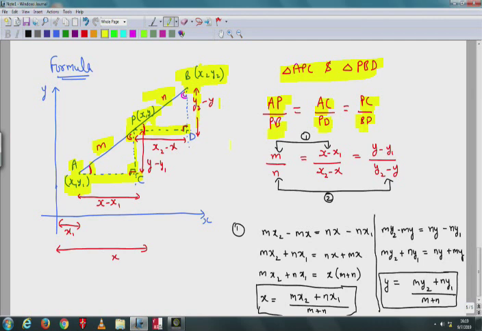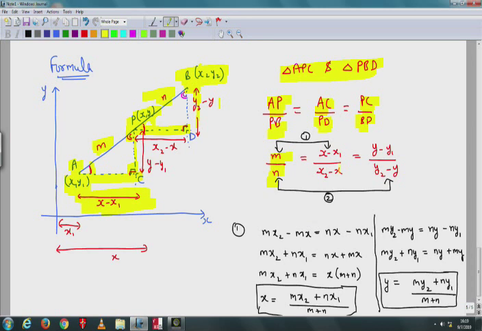Now I have just substituted the values. In place of AP and PB, I can write m and n. AC is nothing but the horizontal distance. In the case of this horizontal distance AC, the distance of point C from the y-axis is the same as that of point P, which is x, and the distance of A from the y-axis is x1. So if you subtract these two, we get this distance, x minus x1.